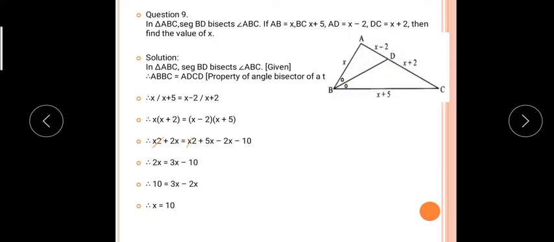Same, see the diagram. If you can see the diagram, now you can easily find out what we have to find out. We have to find out the value of X. See the question. In the triangle ABC, BD is a bisector of angle ABC. If AB is X, BC is equal to X plus 5, AD is X minus 2 and DC is equal to X plus 2, then you have to find out the value of X. So by the property of angle bisector theorem, what we can write? AB upon BC is equal to AD upon DC.